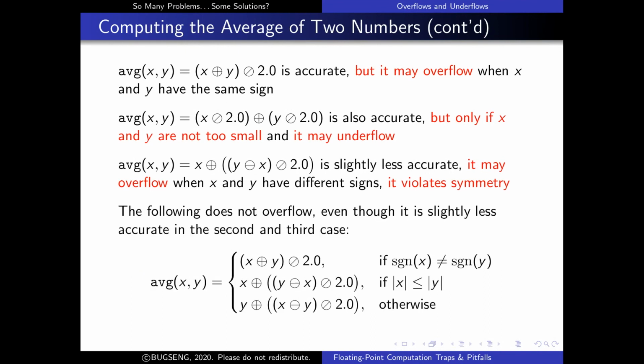You can combine two of these ideas. So in this way, if the arguments have not the same sign, then you know that an overflow cannot happen. So you can use the first algorithm that is accurate. And if this is not the case, then you use the third algorithm that is slightly less accurate, and by checking the relative magnitude of x and y in absolute value, you re-establish symmetry. Okay, but you can do better.